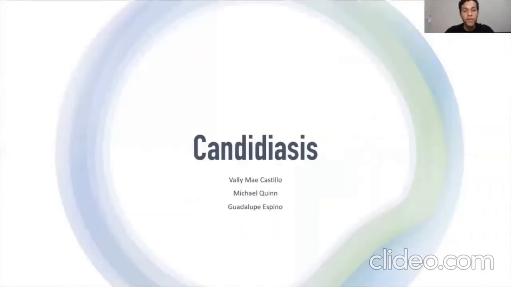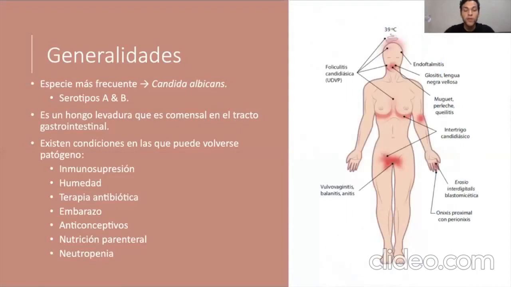Up next, we're going to be talking about candidiasis. The most frequent species that causes candidiasis is called Candida albicans, specifically serotypes A and B. It is a yeast fungus that is commensal in the gastrointestinal tract under normal conditions. However, there are certain conditions in which it may turn pathogenic, such as immunocompromised patients, a humid environment, patients receiving antibiotic therapy, pregnant women, women receiving contraceptives, and even in patients with parenteral nutrition or in neutropenic states.